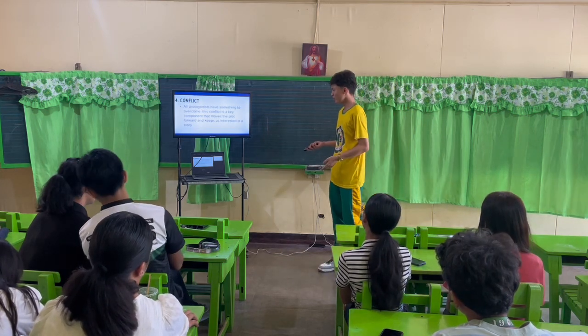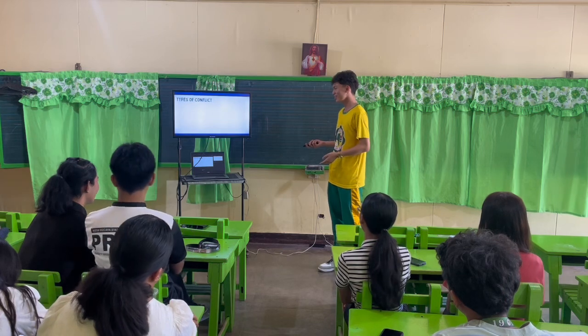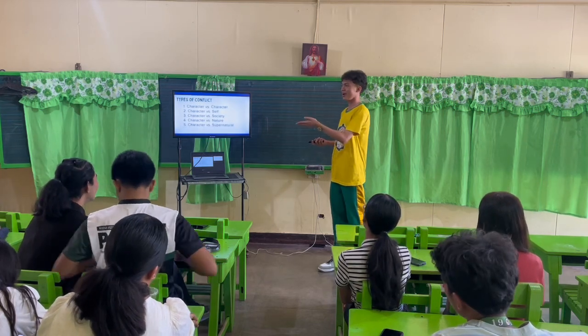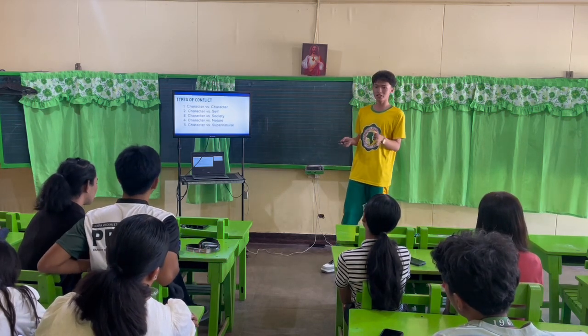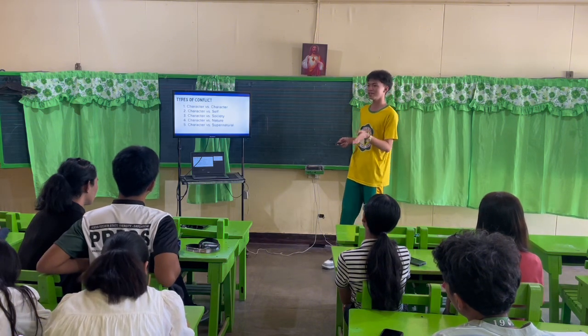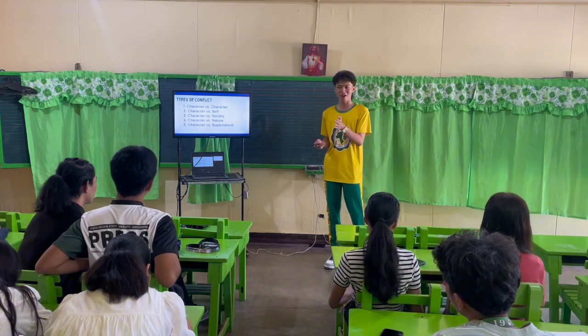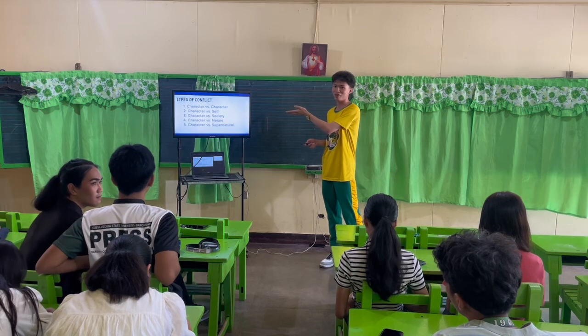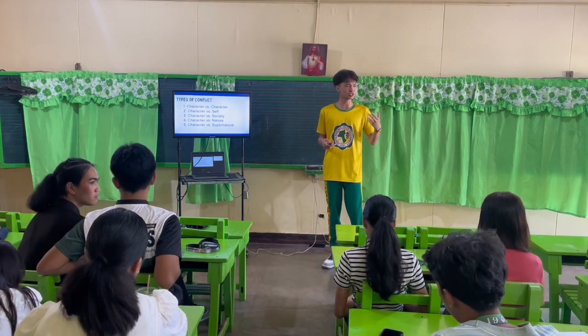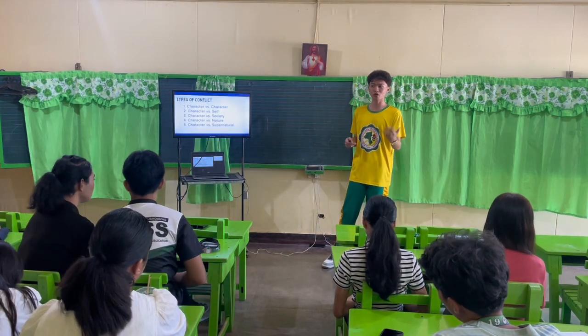Okay, so let's have the different types of conflict. First, we have character versus character. This is pretty much self-explanatory because a character opposing another character is an example of a type of conflict. Now, who among you knows a story where a character is opposed by another character?